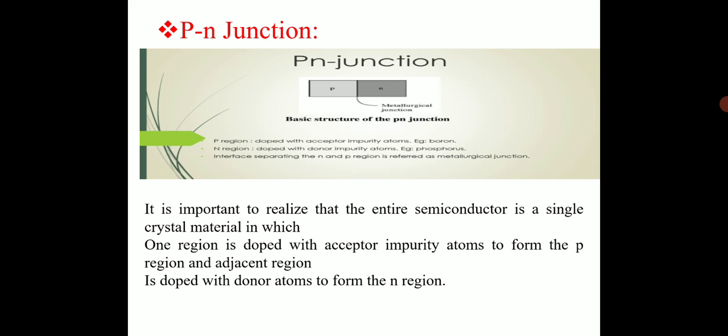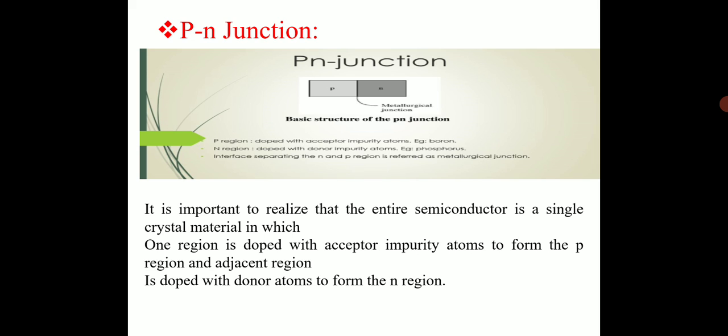The p region is doped with acceptor impurity atoms, for example boron, and the n region is doped with donor impurity atoms, for example phosphorus. The p region has acceptor impurity atoms and the n region has donor impurity atoms. This was explained in the previous video on types of semiconductor.